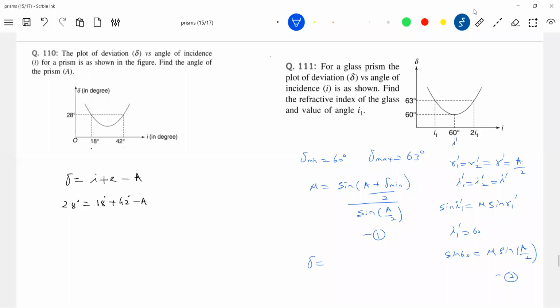So deviation is equal to... it didn't say maximum, no, it's just deviation. So deviation is equal to... yeah, okay, directly from there we are having, no? This is 60 degrees, equal to I1 plus 2I1 minus A.